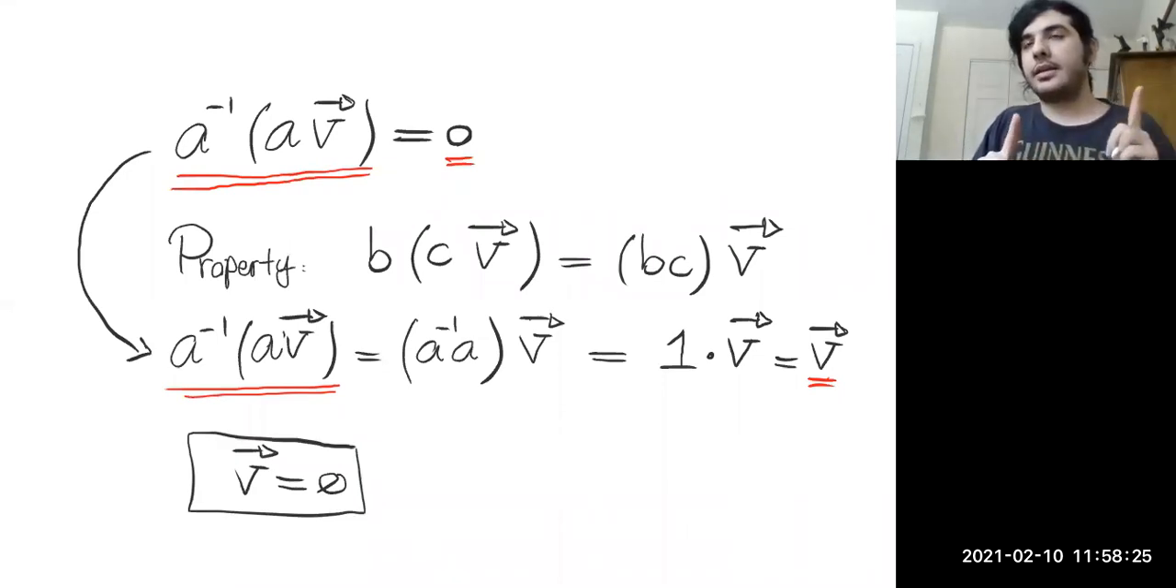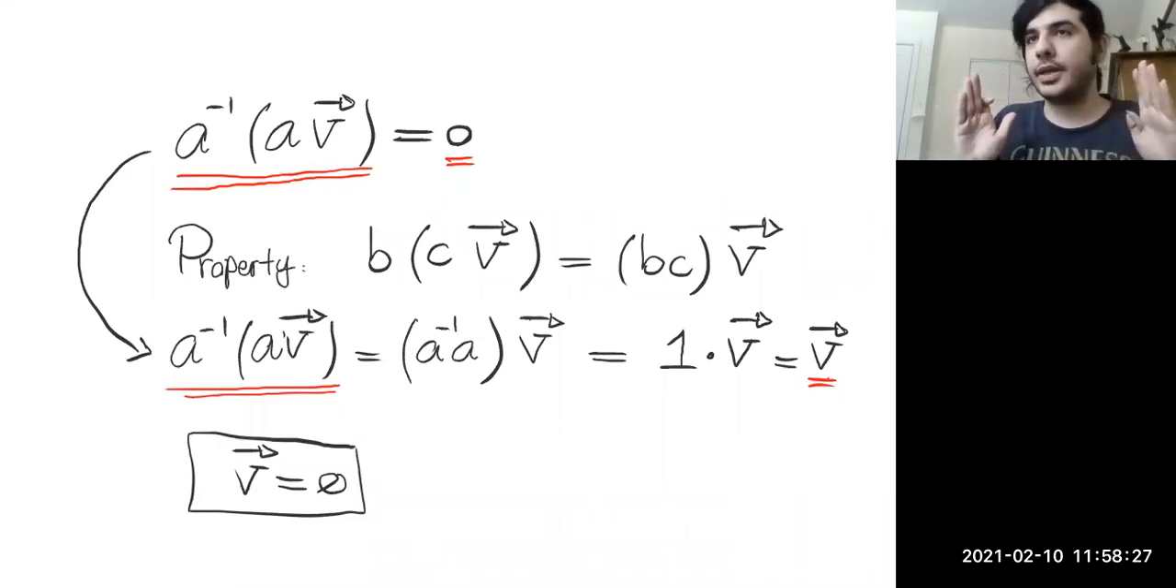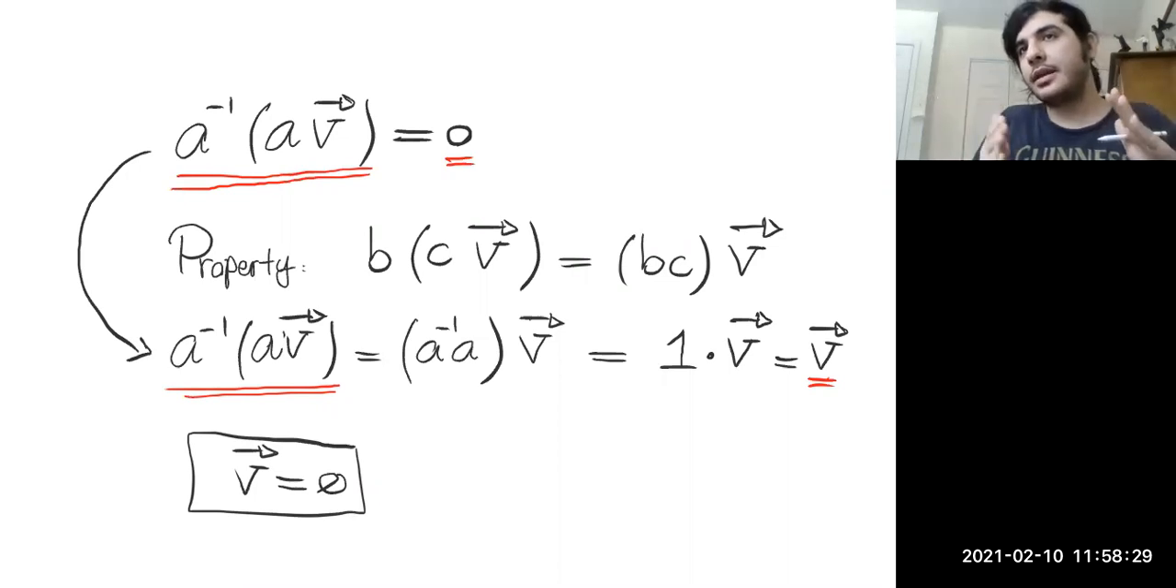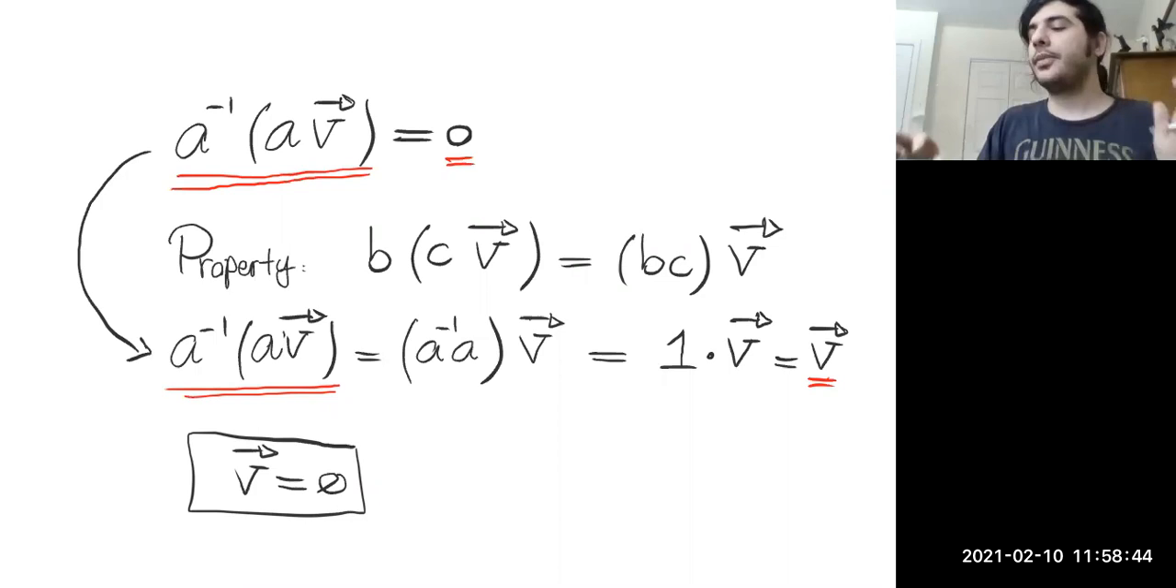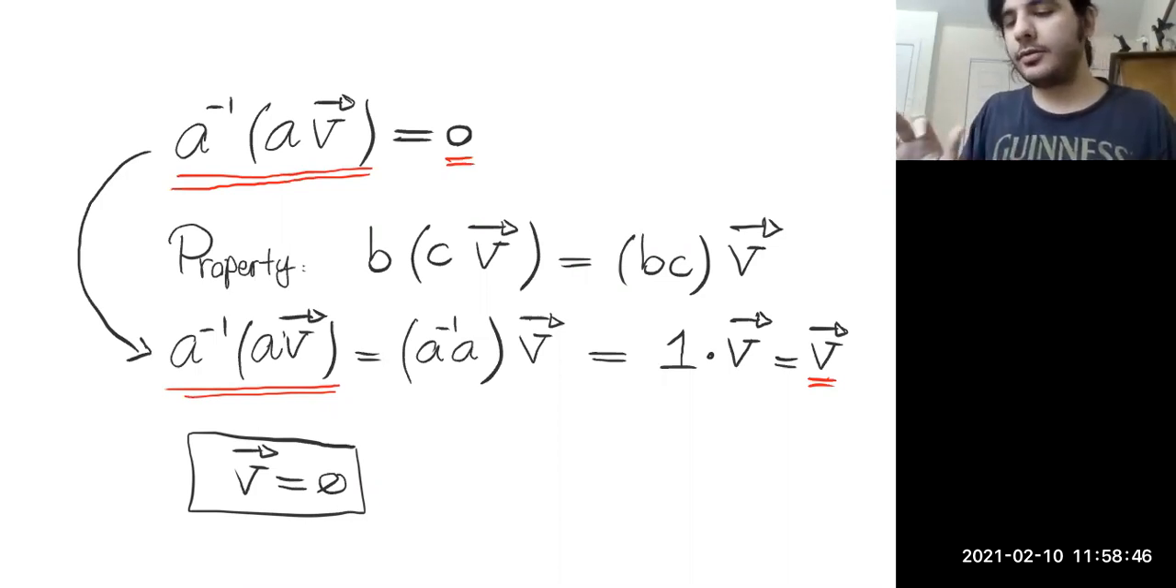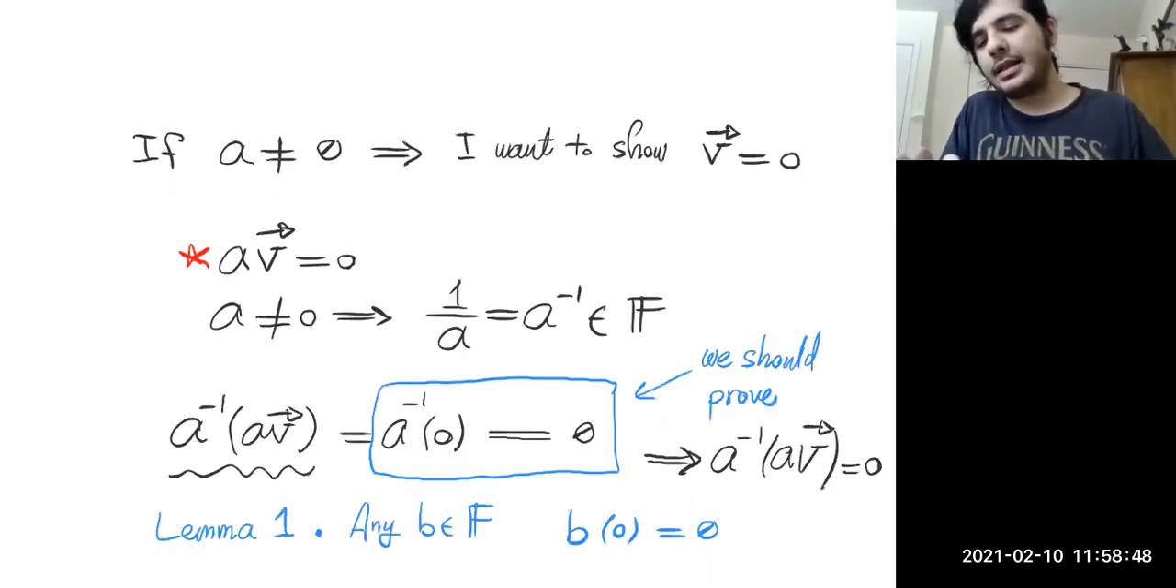So going back to the beginning of the proof, I said either A is 0 or not 0. And then we showed if A is not 0, then V has to be 0. So if we want to wrap up what we did here, it means either A is 0 or V is 0. There is just one part of the proof which is not rigorous yet, and that's this part, lemma 1.